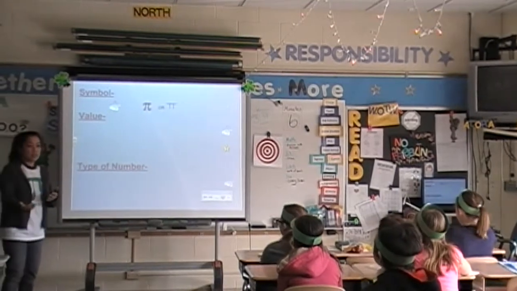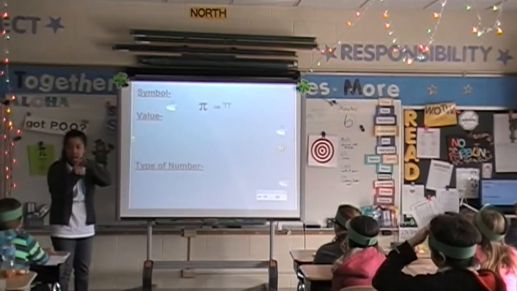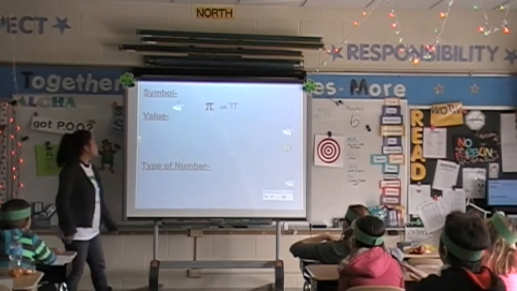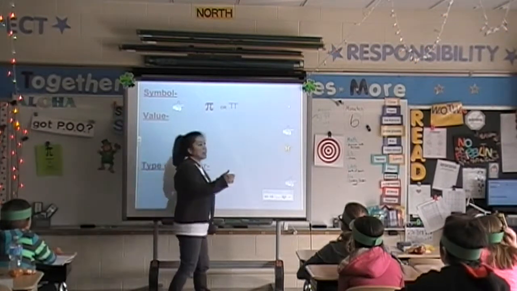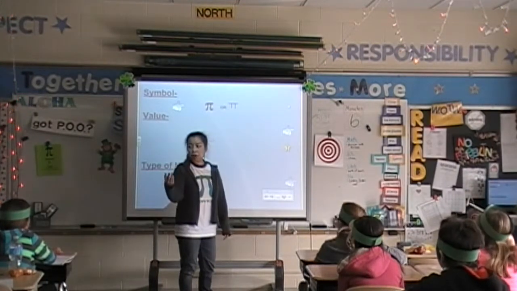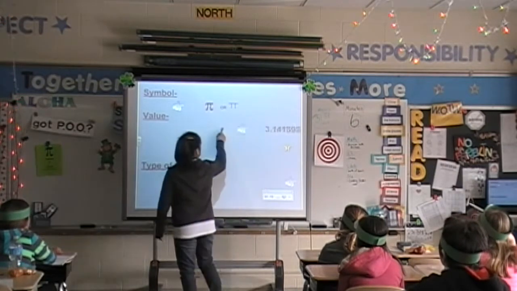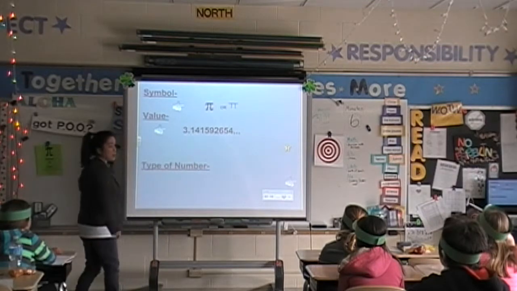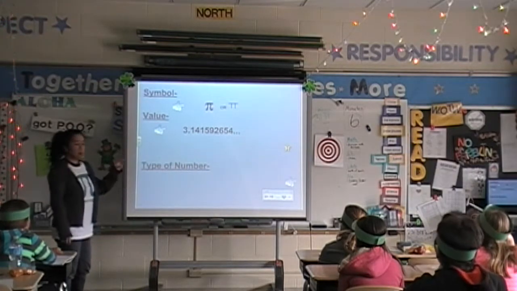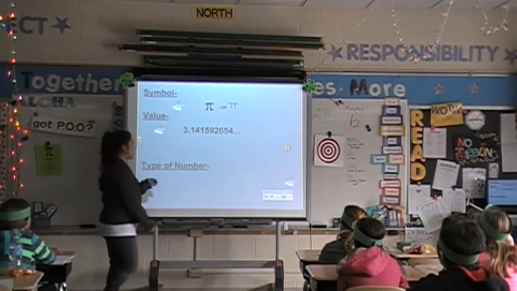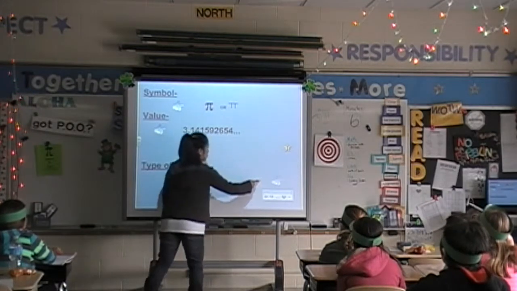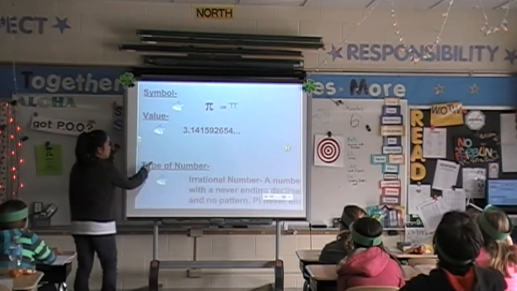Like we have a math symbol for addition, which is the plus sign. Multiplication is the x, okay? So this is pi. I think all of you know what the value of pi is, just the first three numbers. What is it? 3.14, and then it just keeps going. So what's significant about 3.14? It's an irrational number.